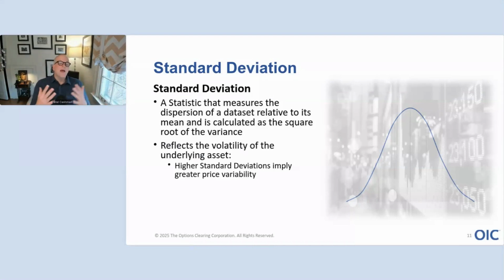What do I mean by that? I mean, when something is moving around a lot more than something else, you're going to see something that has a higher standard deviation that is implied by the implied volatility metrics, because when you see something that moves around a lot more, the shape of the actual curve has a different shape to it.